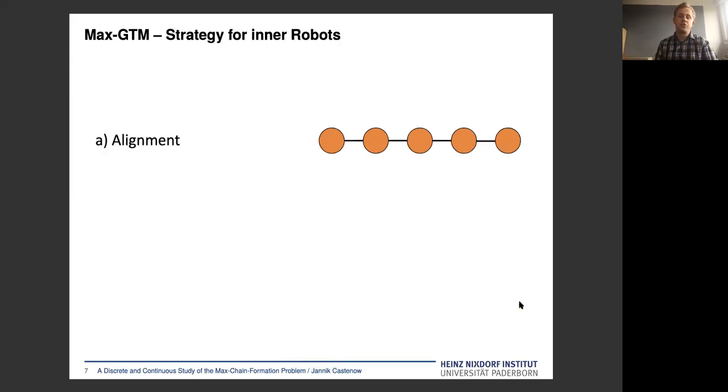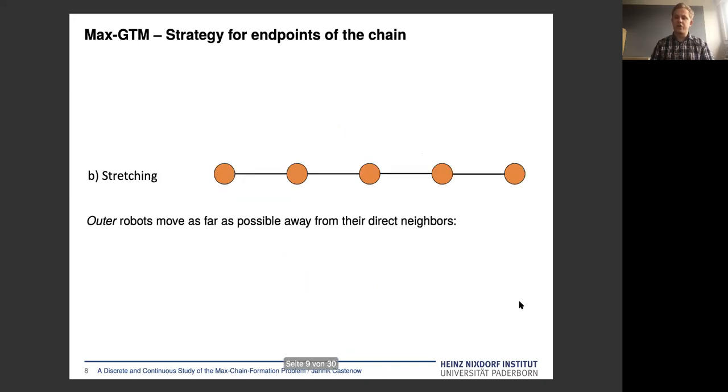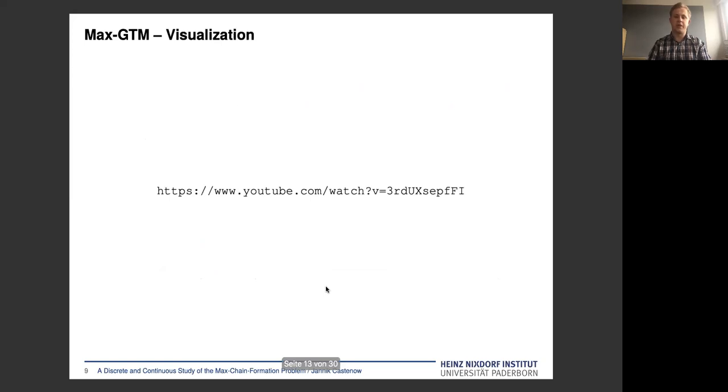And therefore we have 2 roles in the chain for the alignment. Each inner robot executes go to the middle. This means every inner robot moves in every round to the midpoint between its neighbors. The outer robots stretch the chain as follows. They look at their direct neighbors and then assume that there's a virtual robot at distance 1 on the other side, and then they execute go to the middle with these 2 robots and jump away from their direct neighbor. This stretches the chain. And now I have a short video here for you.